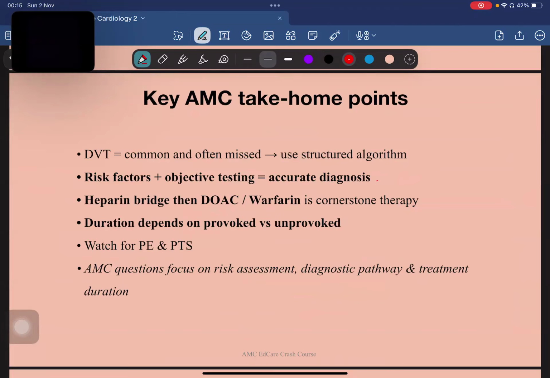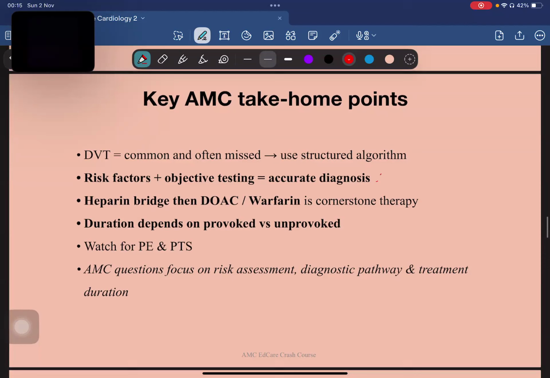And also, like I said before, it's not only about the clinical diagnosis alone. You've got to do testing, got to do imaging. It's a combination of D-dimers and ultrasound. Those are the ones that are used for this diagnosis. And remember that anticoagulation is the cornerstone treatment when it comes to DVT.